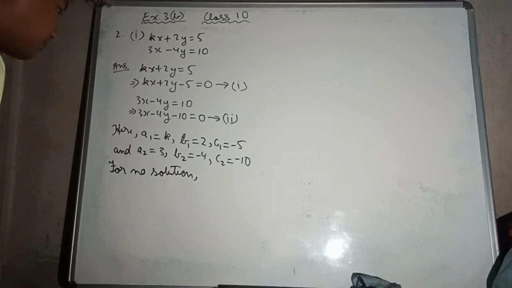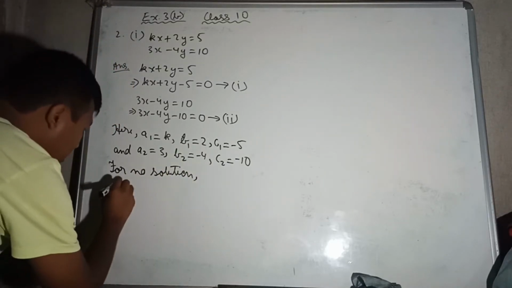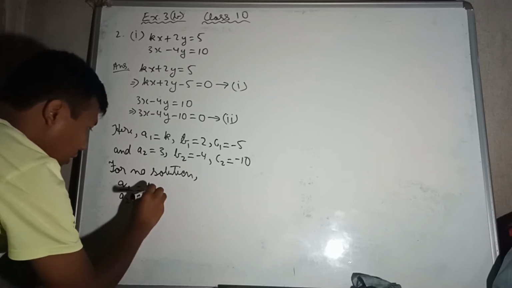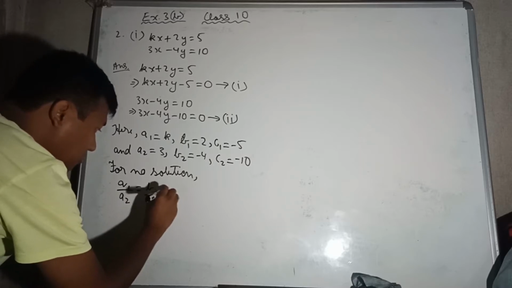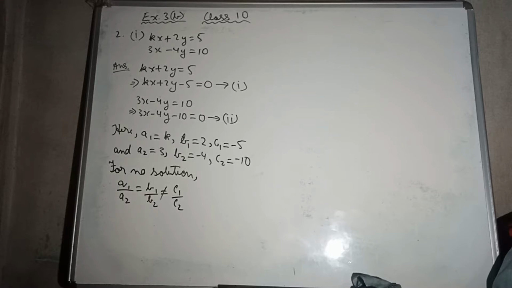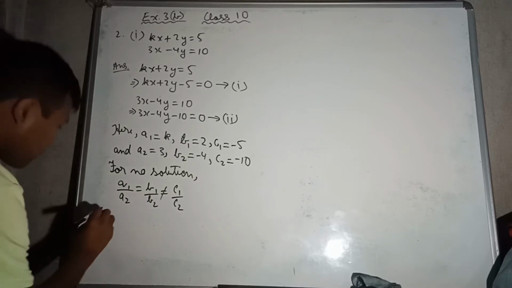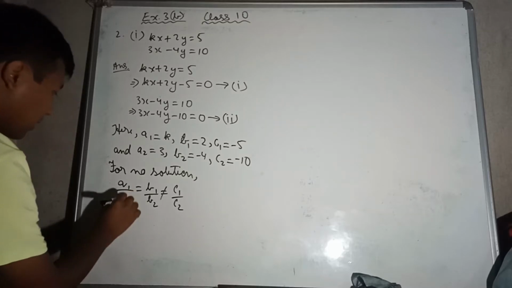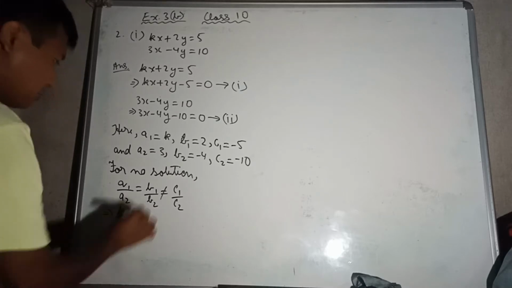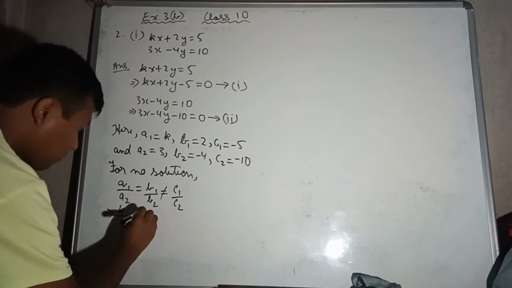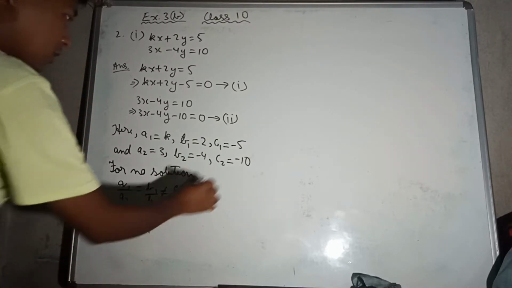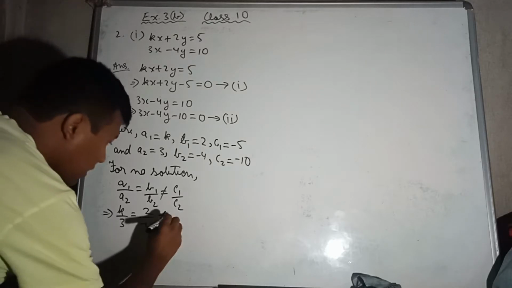For no solution, a1 by a2 is equal to b1 by b2 is not equal to c1 by c2. This implies that a1 by a2, k by 3, is equal to b1 by b2, 2 by minus 4, is not equal to c1 by c2, minus 5 by minus 10.